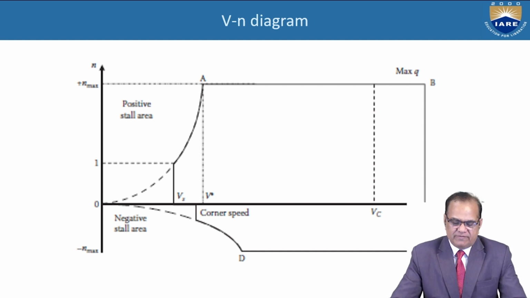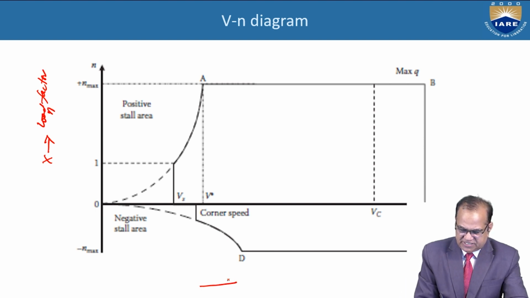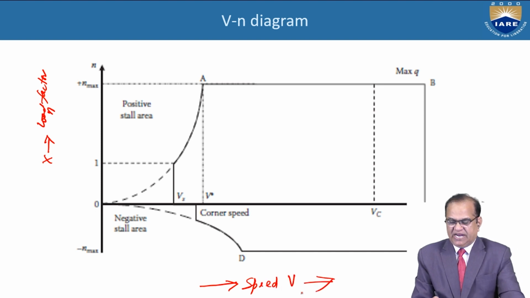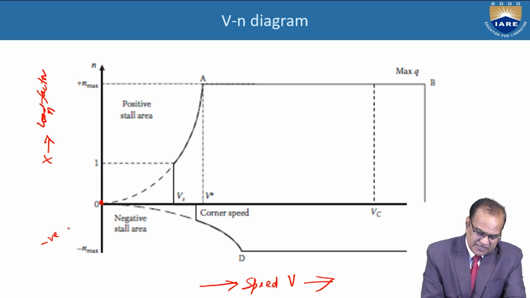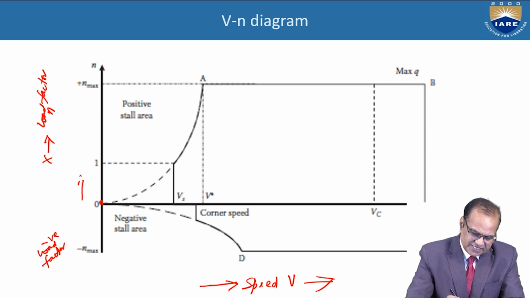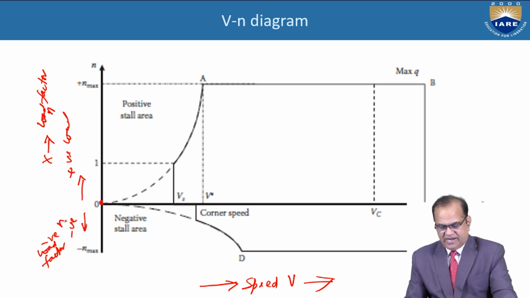So for the VN diagram, we are plotting the load factor on the axis. This is the load factor, denoted by small n, and the speed V is in this direction. If you see here, the 0 is here, and this side is the negative load factor, and this side is the positive load factor. N negative and N positive.